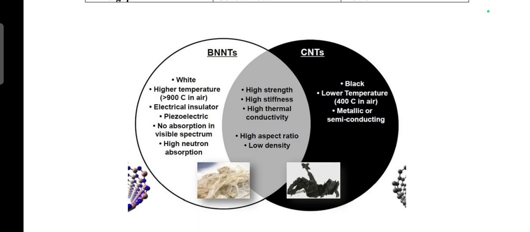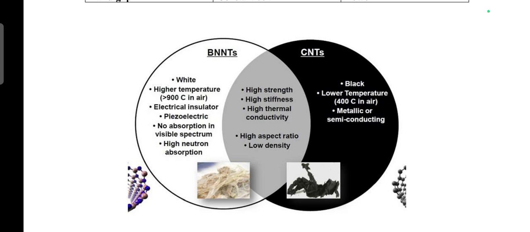There is a picture that describes boron nitride nanotubes and carbon nanotubes. It basically shows that boron nitride nanotubes are white, stable at higher temperature, greater than 900 degrees Celsius in air, electrical insulators, piezoelectric, with no absorption in the visible spectrum, high neutron absorption, high strength, high stiffness, high thermal conductivity, high aspect ratio, and low density.